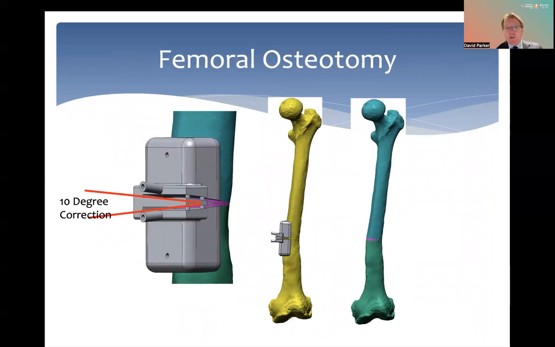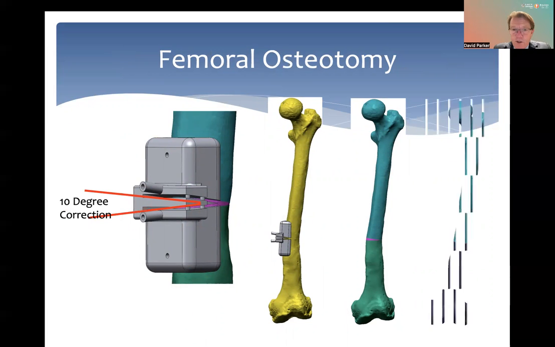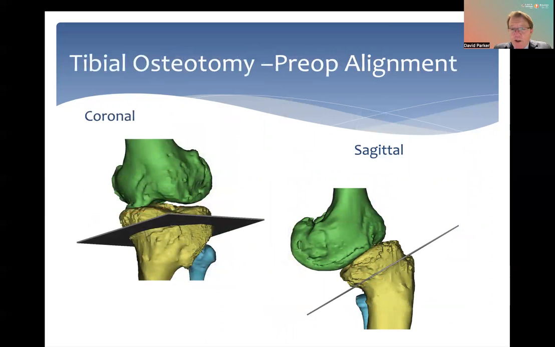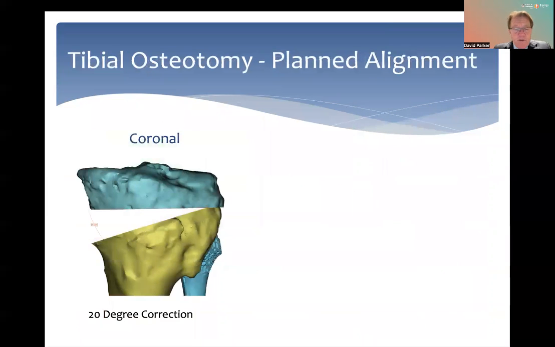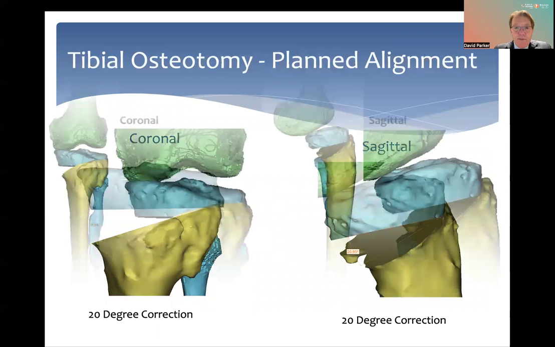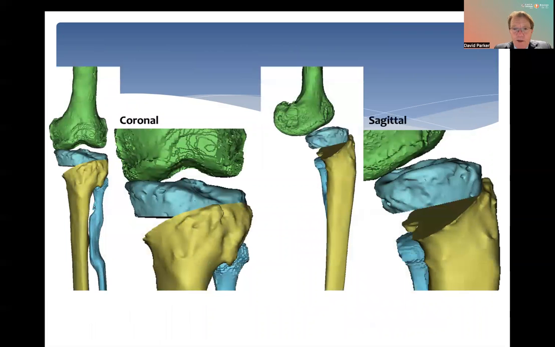We decided to correct the femur to a neutral alignment with a closing wedge osteotomy, and the tibia be an opening wedge in both the coronal and the sagittal planes, a very big correction. You can see here a 20-degree correction in the coronal plane and in the sagittal plane. And this is what we're aiming to achieve.